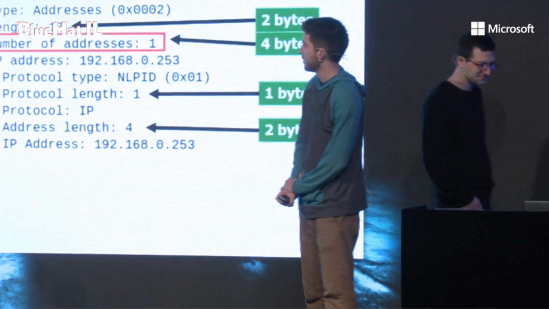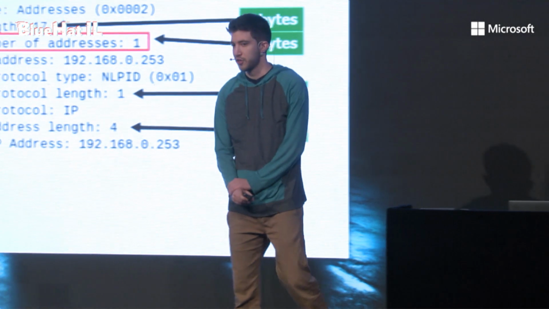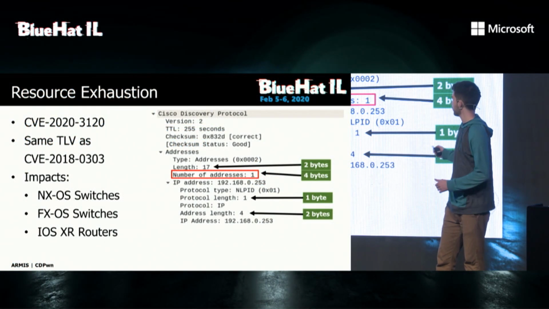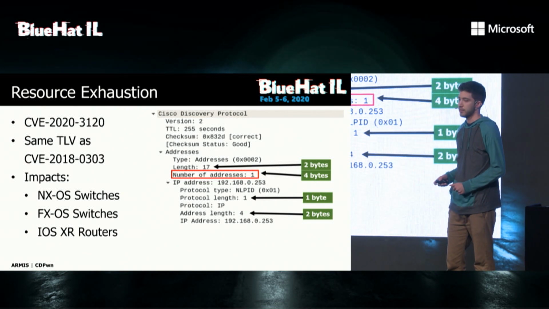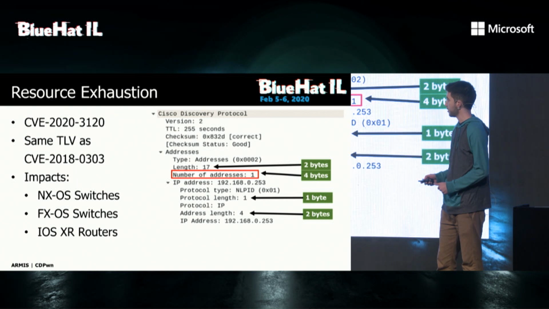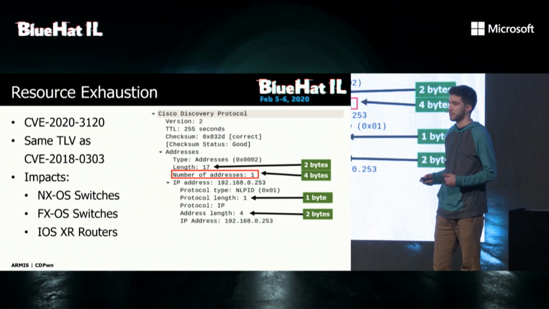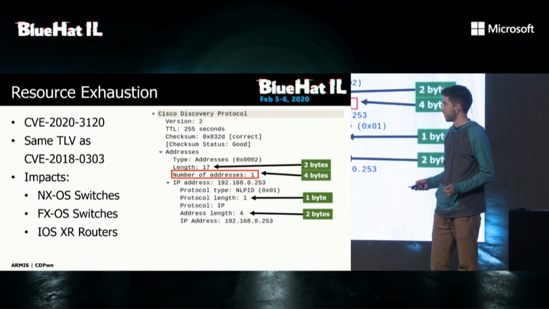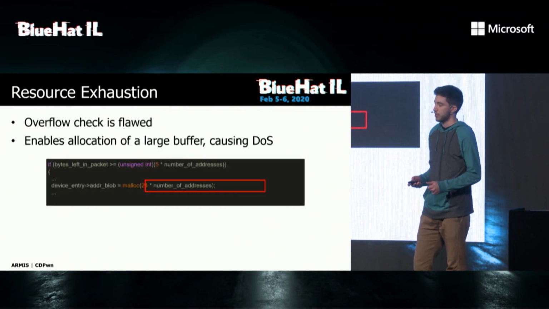Okay, so let's dive into some 0 days. So the first one is actually in the same TLV as we've just seen the issue with. It's got to do with the number of addresses field. As we said, it's 4 bytes long. This doesn't make a lot of sense because not only a packet cannot be that big, but the system is actually 32-bit, so the entire memory cannot hold so many addresses. So let's see what the issue is here.